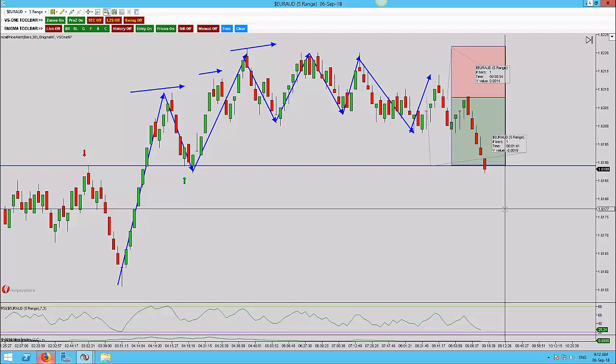We got a great fill. We predicted the market exactly, almost to the pip for my entry, and it worked out very well. So a lovely 19 pips in less than 3 minutes.